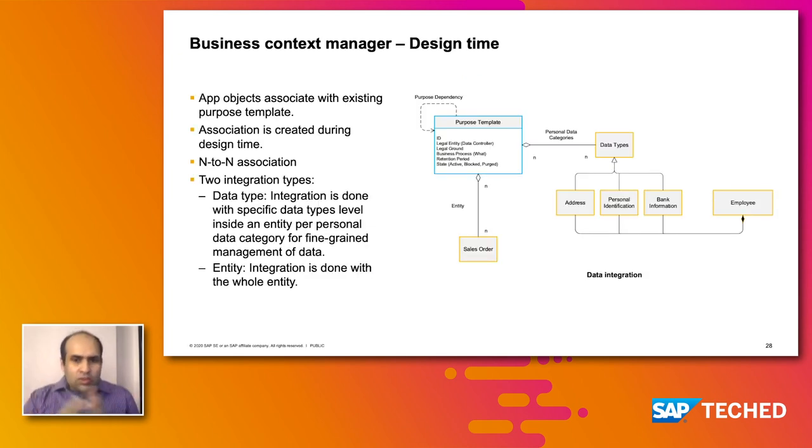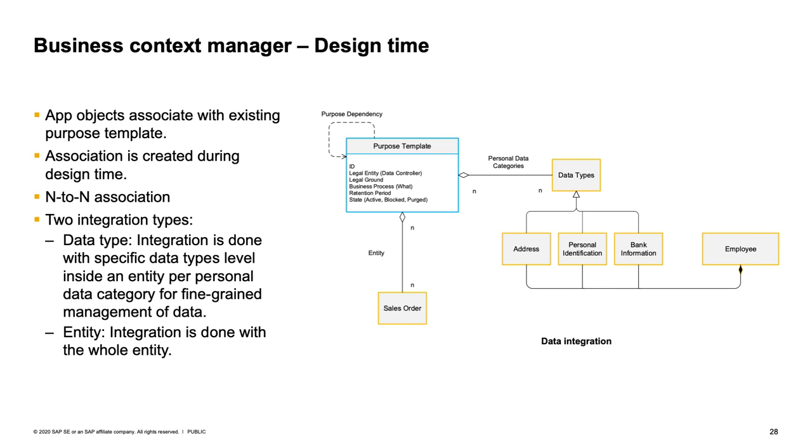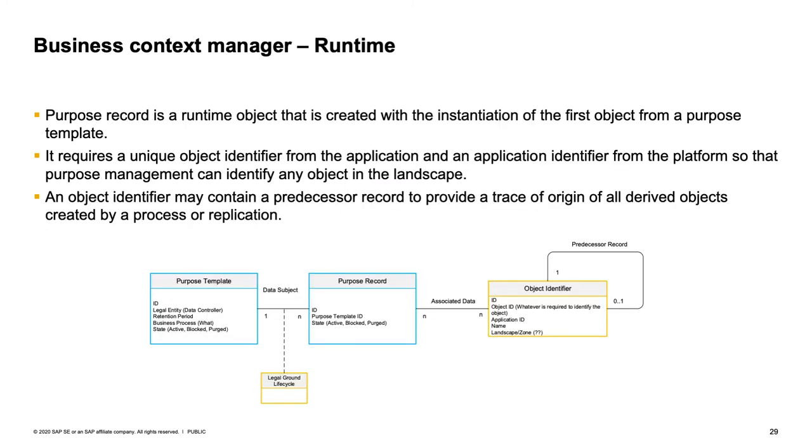Going a bit deeper into the architecture, we have the design time, or the configuration. This is where the data privacy specialist would define the business context or the purpose. In the configuration, it's called the purpose template configuration object, within which you can define the legal entity, the legal ground, business process, and so on. You can also configure the master data or the transactional data objects that can be processed based on the purpose, as well as the different data categories such as address, personal information, bank information, and so on, that can be processed based on this particular purpose.